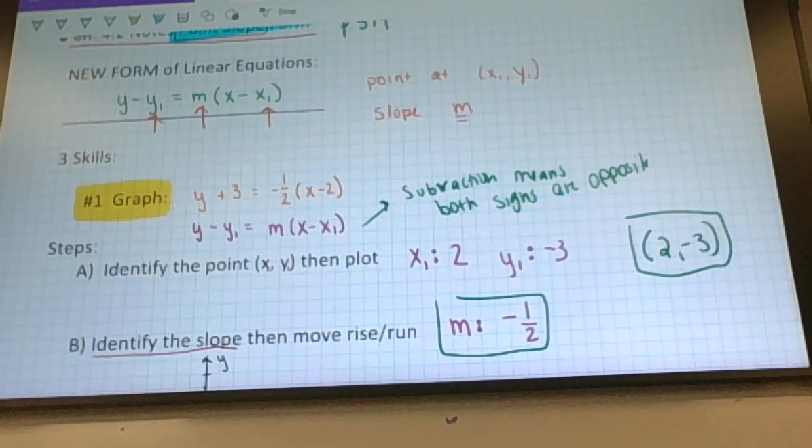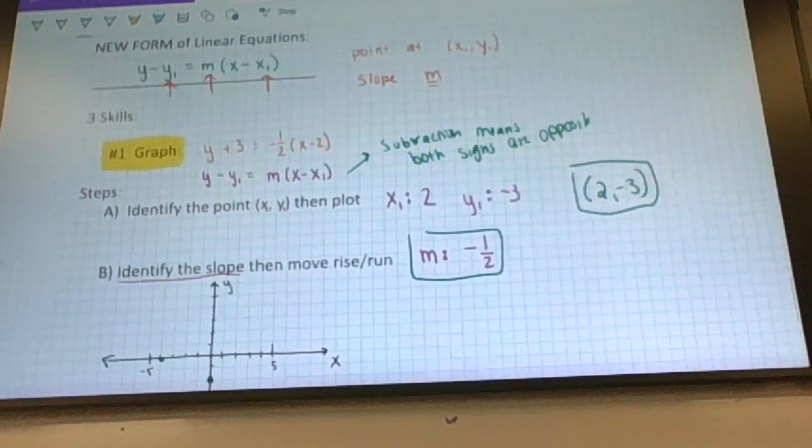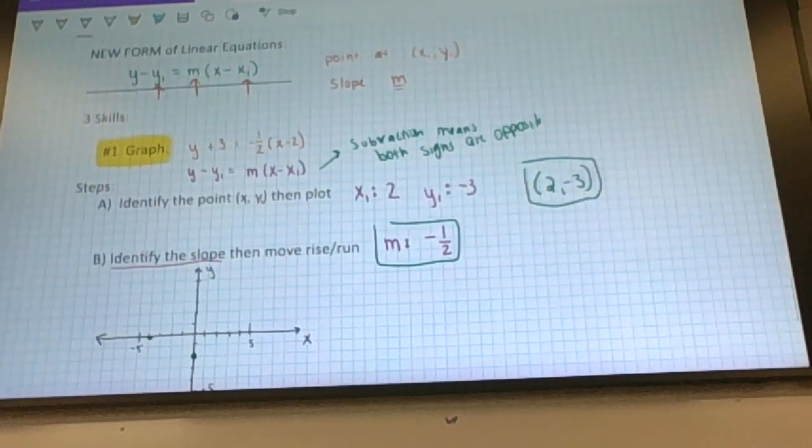Now the instructions were to make a graph. So go on, plot a point, move the slope. That's your graph.